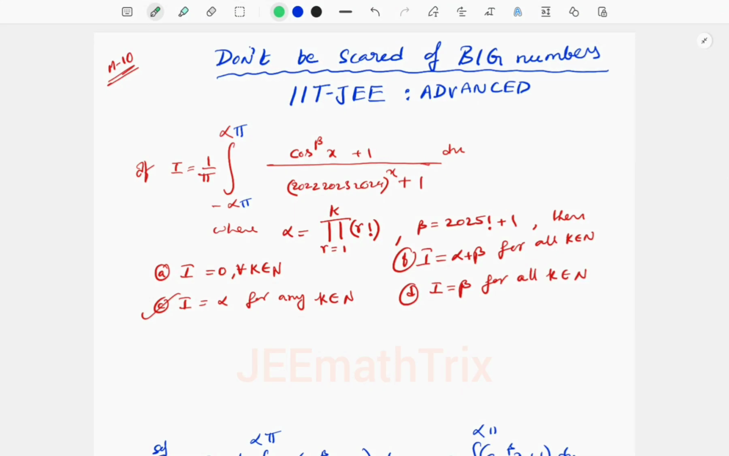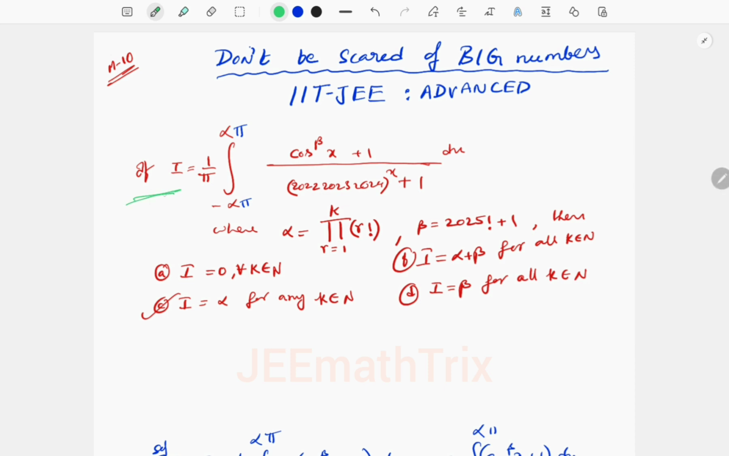Don't be scared of big numbers. This is another success mantra in IIT JEE Advanced particularly. So here I came with another interesting and useful idea of a definite integration from JEE Math Tricks. Here we have a question, definite integration.